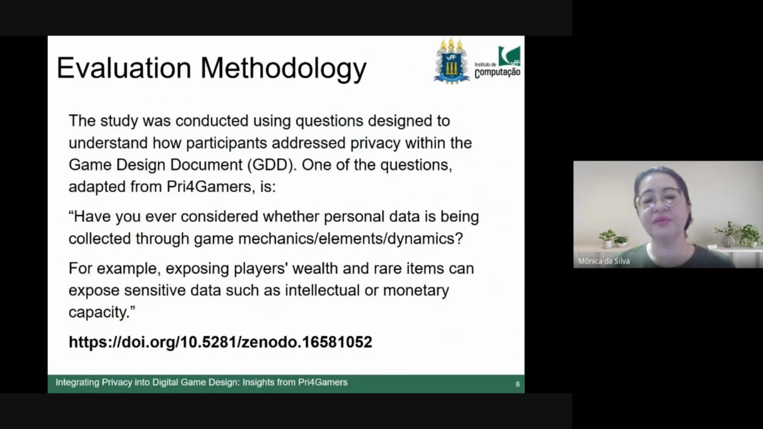An instance of this methodology showed that some participants did not directly address privacy in the GDDs they created, and a methodology was adopted for them to reflect on whether they had already considered it. Privacy beyond game development, if they had thought about it when they were also players, and then it became clear that they do reflect on privacy, but at the moment of game creation, they sometimes disconnect, so to speak, and they often overlook these issues. An example of a question that was asked was whether they had thought about it while playing the game, about the mechanics, the elements, the structures of the games. Mechanics, elements and dynamics are common terms in game design.